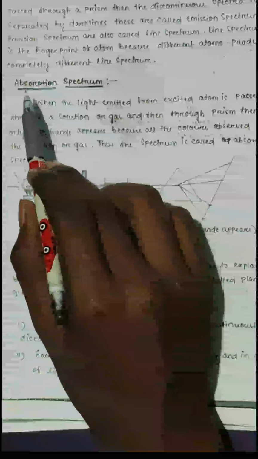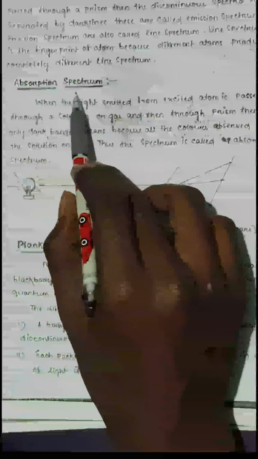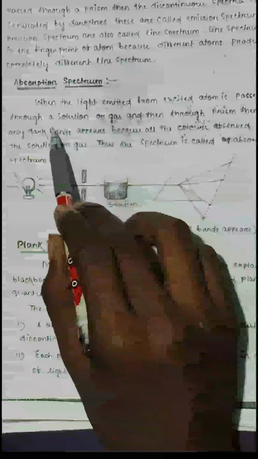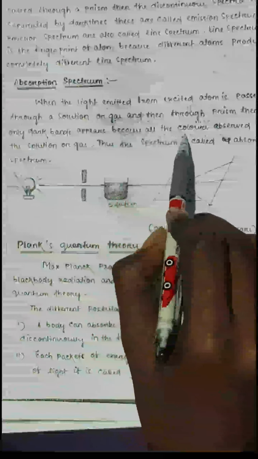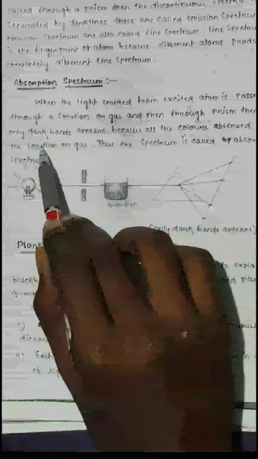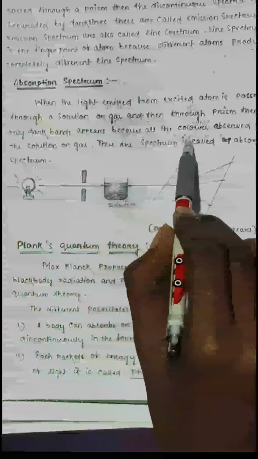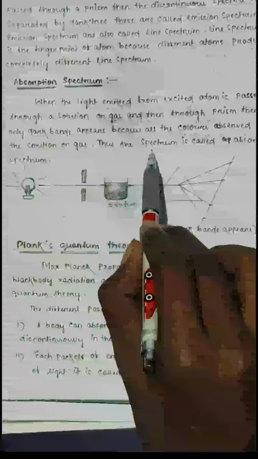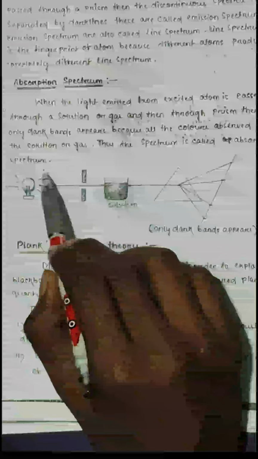Now move on to the absorption spectrum. When light emitted from the excited atom passes through a solution or gas and then through a prism, only dark bands appear because all the colors are absorbed in the solution or gas. Thus, the spectrum is the absorption spectrum.